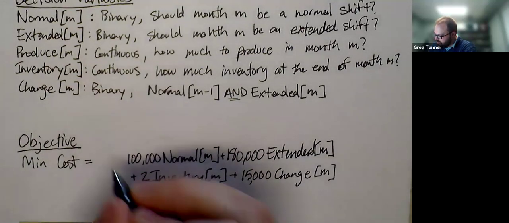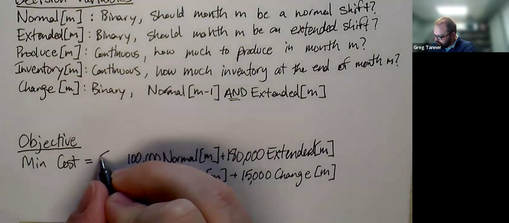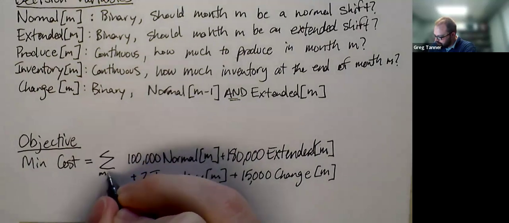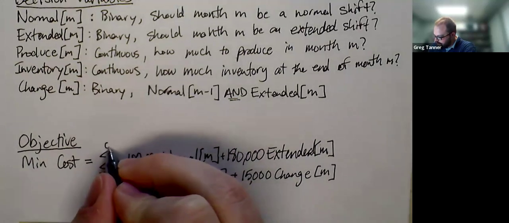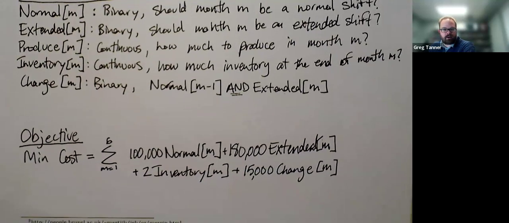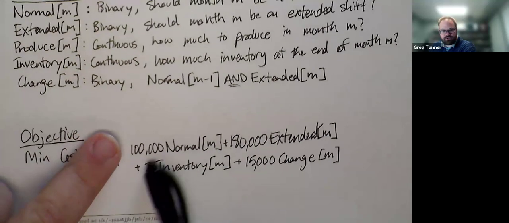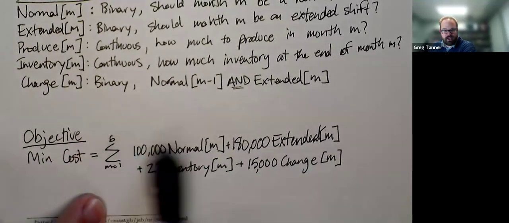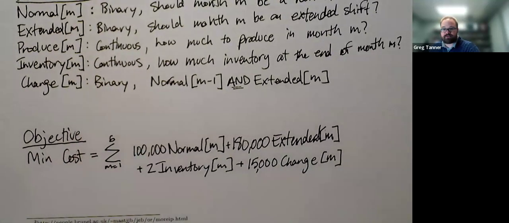Okay. And then we're going to essentially sum all this from m equals 1 to 6. So we'll add up across all of the months. So this is the charges for a single month, and then we add them up over all 6 months, and that will give us the total cost of running the factory for those 6 months.